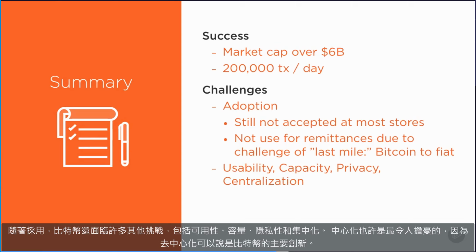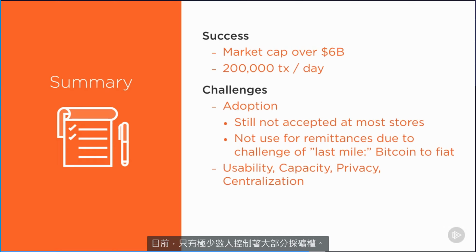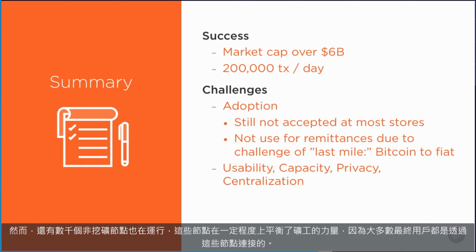Along with adoption, Bitcoin faces many other challenges, including its usability, capacity, privacy, and centralization. Centralization is perhaps the most concerning, as decentralization is arguably Bitcoin's main innovation. Right now, very few people control the majority of mining power. There are, however, several thousand non-mining nodes also running, and these counterbalance the power of the miners to some degree since most end users connect through these.